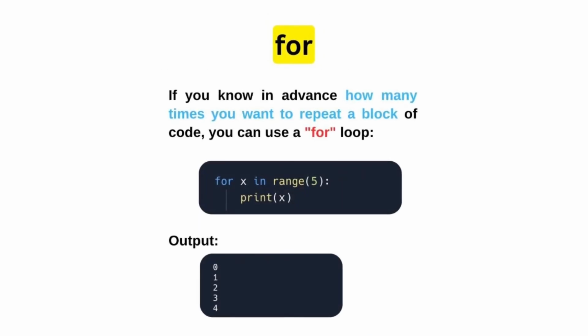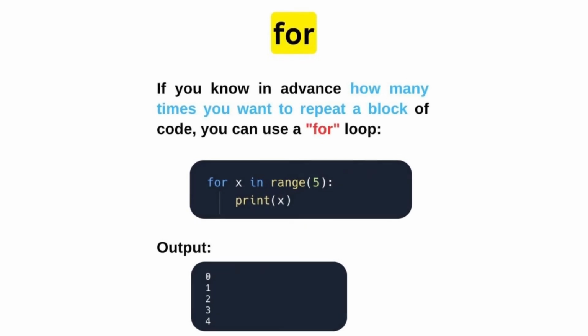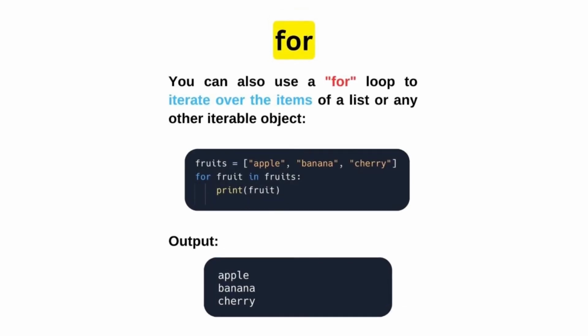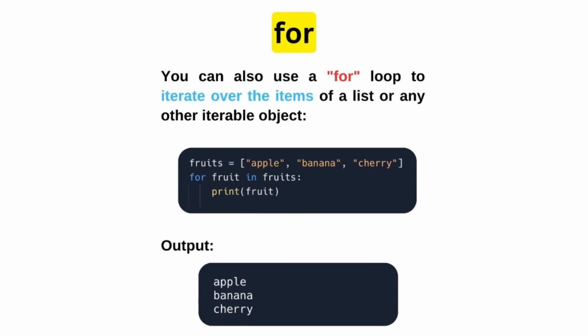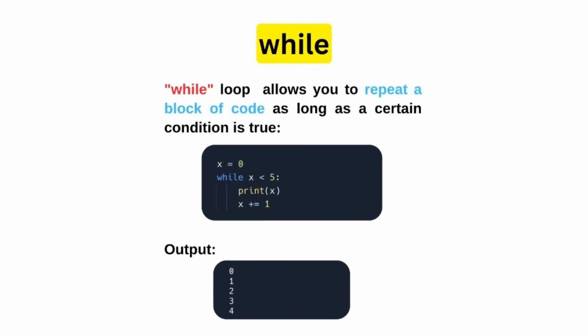For: if you know in advance how many times you want to repeat a block of code, you can use a for loop. You can also use a for loop to iterate over the items of a list or any other iterable object. The while loop allows you to repeat a block of code as long as a certain condition is true.